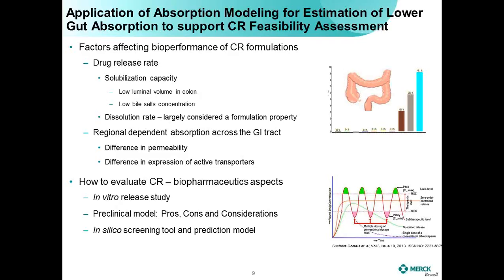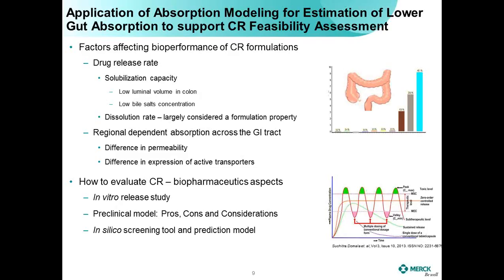There are also several special considerations on the lower gut absorption compared to the small intestinal absorption. For example, the solubilization capacity in the lower gut is generally lower due to low luminal volume in the colon and also low bile salt concentration. And the regional dependent absorption across the GI tract needs to be taken into account, as the permeability difference is expected due to tight junctions in the lower gut compared to the upper GI, and the regional dependent transporter expression and the efflux need to be taken into account as well.